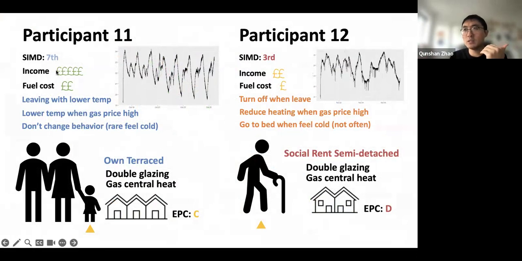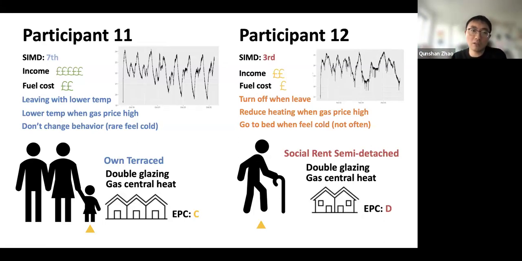SIMD is used to evaluate how affluent an area is, and 7 is actually fairly good. This is a family with a kid and a fairly good income. From the temperature, you can see that when they are not at home, they turn off their heating. This is all during winter. When they leave their home, they turn off their heating, and you can see the low temperatures in the readings. But they don't really change their behavior because of the high energy cost, because if you have a kid at home, you typically want to maintain a good temperature.